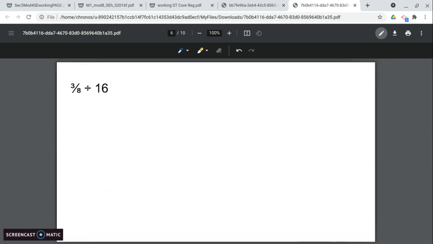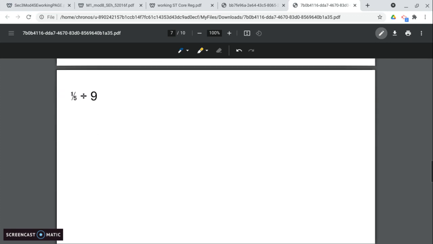All right, here we have 3/8 divided by 16. So the 3/8 stays the same. Change it to multiplication and then flip the 16. So 3 times 1 is 3. 8 times 16 is going to be 128. And 3 over 128 is as simplified as it can go. Now, if we could have simplified that, we would have. So always remember to simplify.